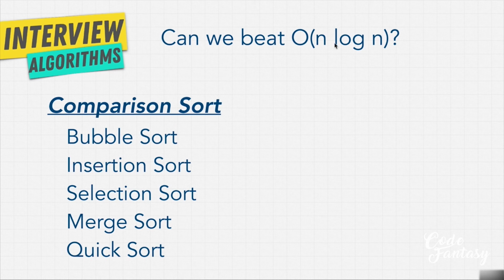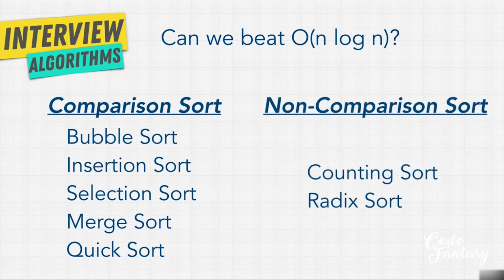Mathematically, it's impossible because O of n log n means that we have to sort by comparison. All of these sorting algorithms have to compare every number to each other. But there is one exception to this rule. You can improve this if you don't make comparisons. Huh? What does that mean? There's a small section of inputs that we can actually beat O of n log n. And these are called non-comparison sorts. And you'll most likely see counting sort and Radix sort.